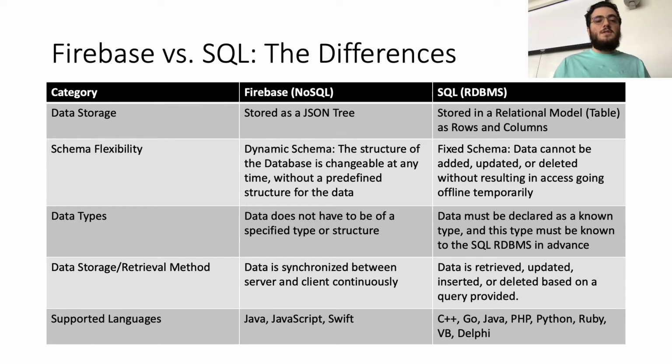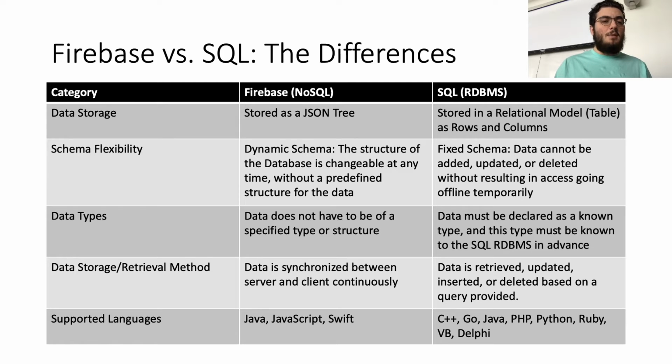So Firebase versus SQL, what are the differences? So the first category is in data storage. So as we said before, data is stored as a JSON tree. In SQL, in a traditional RDBMS, this data is stored in a relational model, a table with rows and columns.